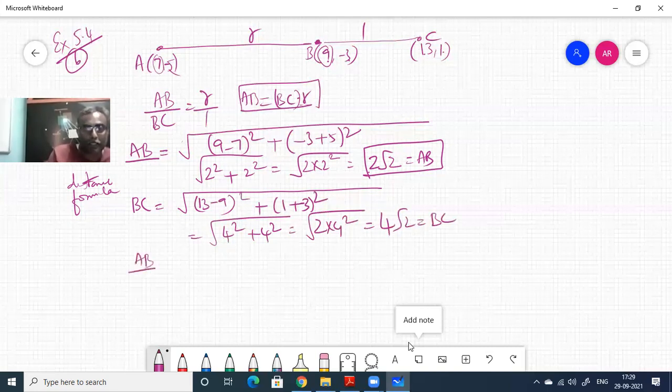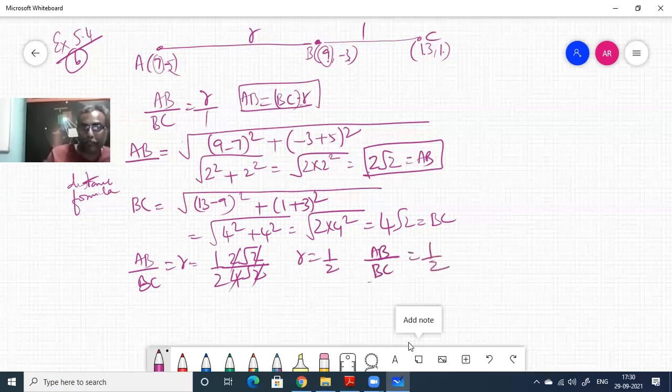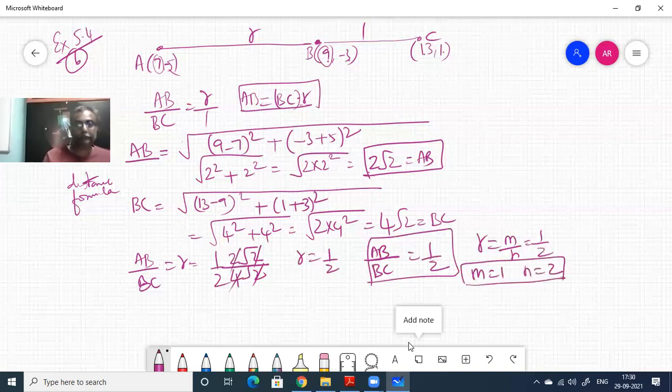Now what is R? AB by BC is equal to R. AB was 2 root 2, BC was 4 root 2. Root 2 and root 2 cancel, 2 by 4 cancels, half. R is equal to half. So B is dividing in the ratio of 1:2. So this R is equal to m by n, which is equal to 1 by 2. Therefore m is equal to 1 and n is equal to 2. That is the ratio in which it is dividing.